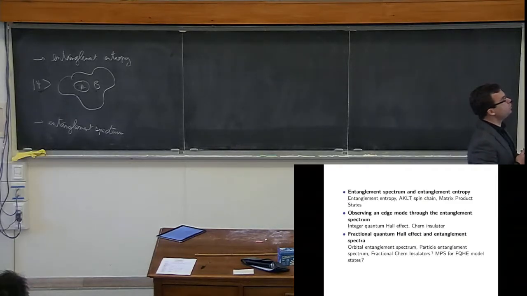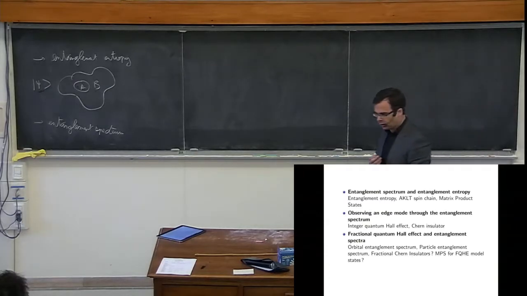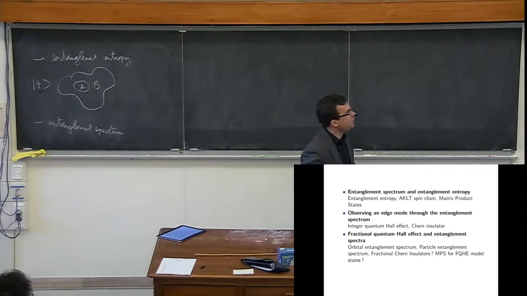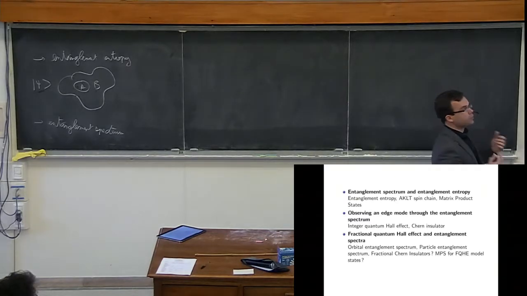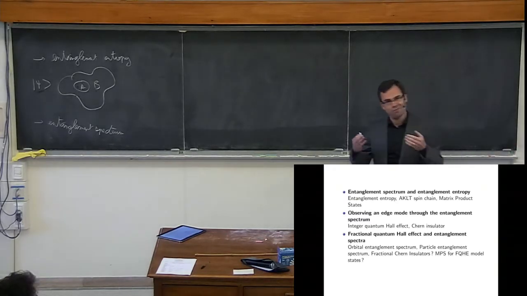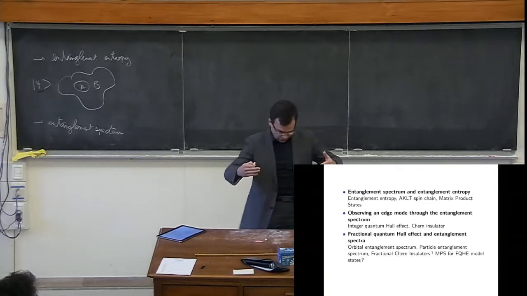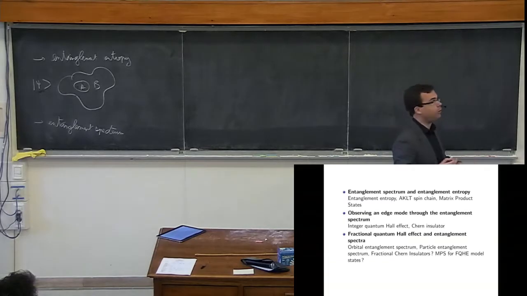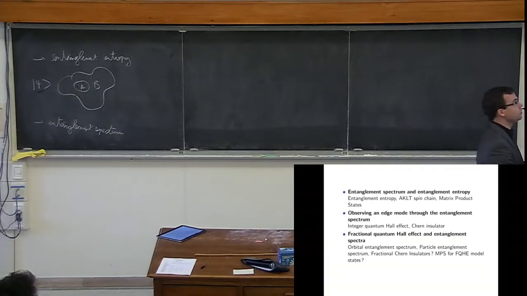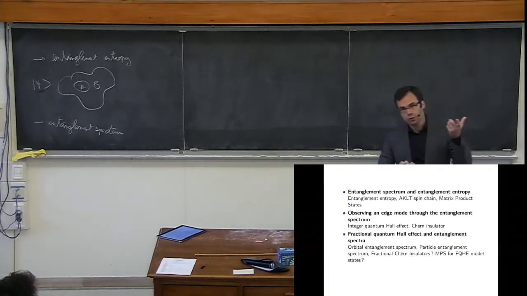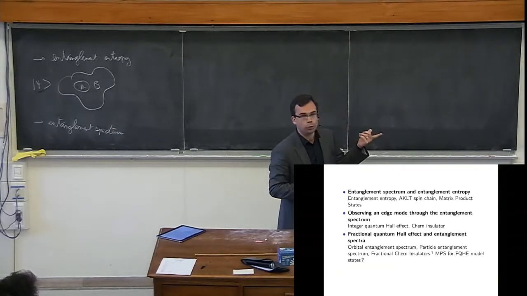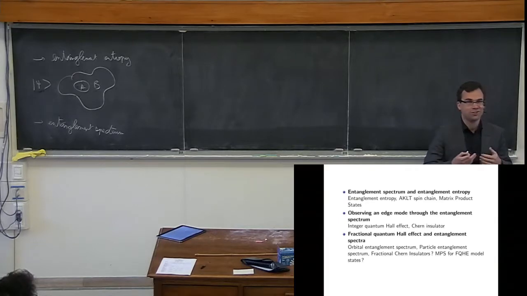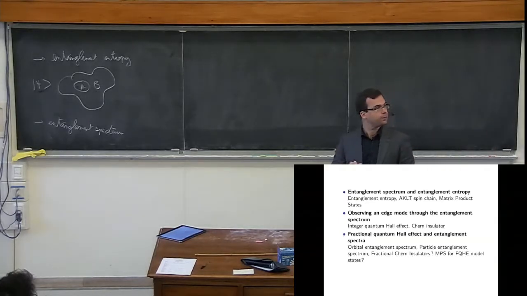So tomorrow we will talk about the simplest example beyond the 1D system, a 2D system, and we will see how we can observe the edge mode excitation of a system just by looking at the bulk wave function and through the entanglement spectrum. I will do the full calculation for the integer quantum Hall effect, and then we'll talk about the case of the Chern insulator, which is the simplest topological insulator that you can build.